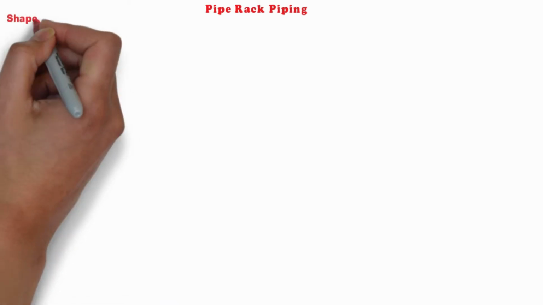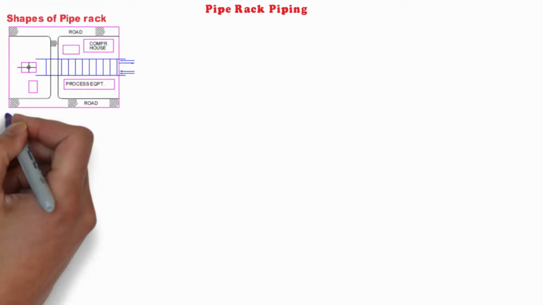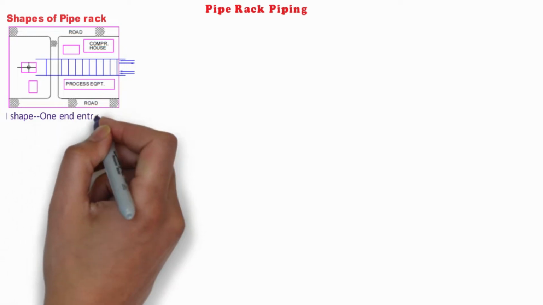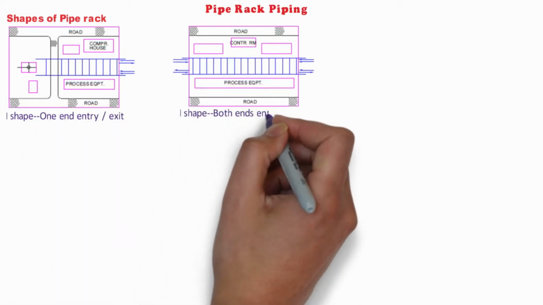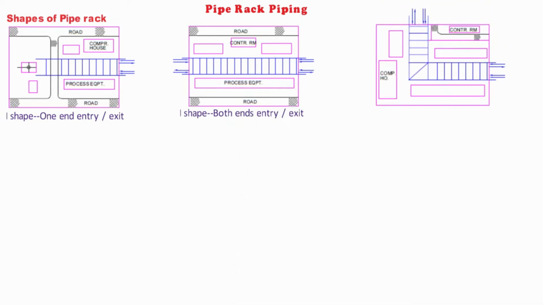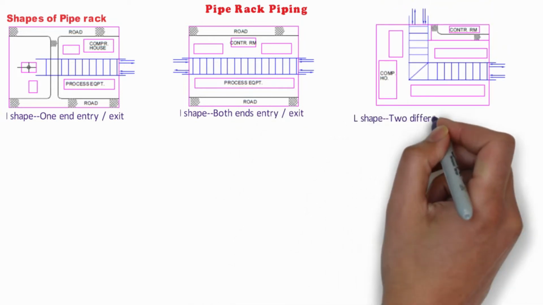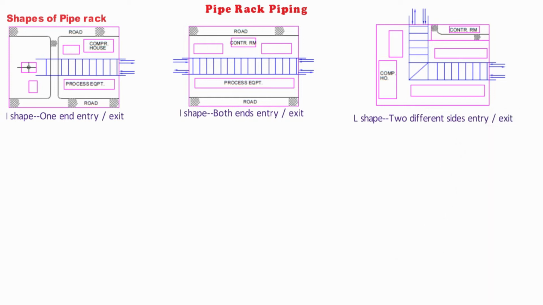There are various shapes of pipe rack available like L shape, I shape, T shape. These shapes shall be considered based on the area available. Like this, on one side we have a dead end and pipe can run in one direction. And in this, lines can be run in two directions. And this line can be run in different directions like northeast or southwest.